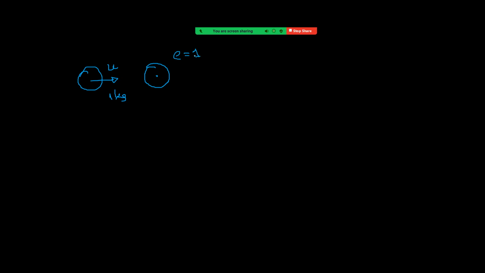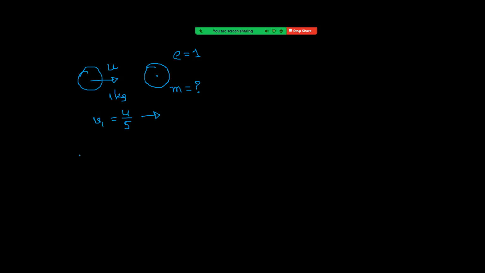Given elastic, so e value is 1. Its mass we have to calculate. And for this one, after collision, velocity becomes V1, that is equal to 1/5 of the original value, and direction given same. So this is now the given data.